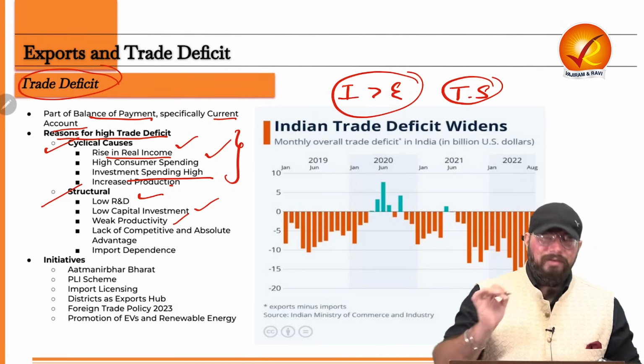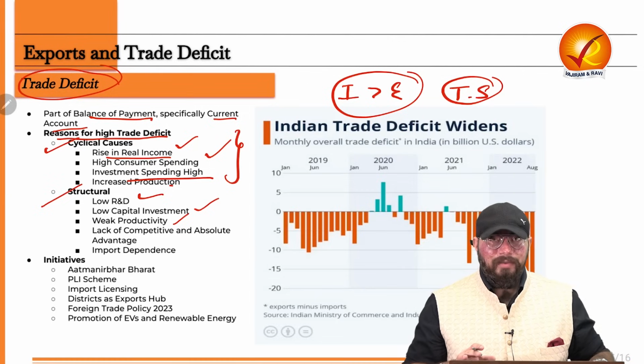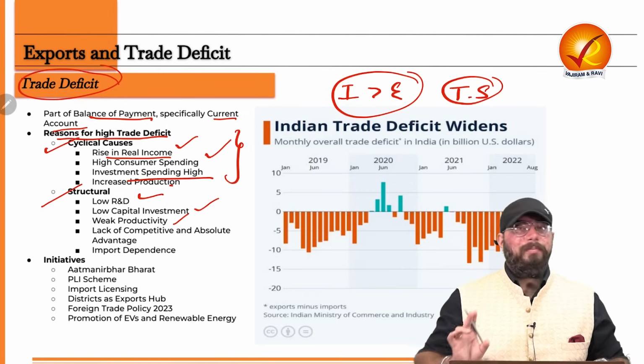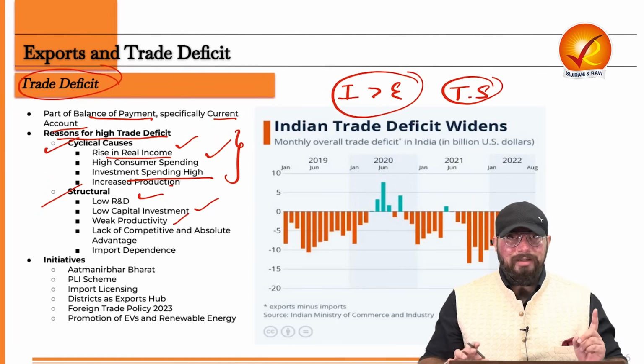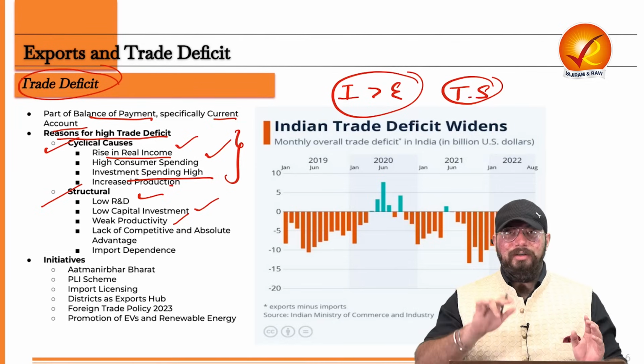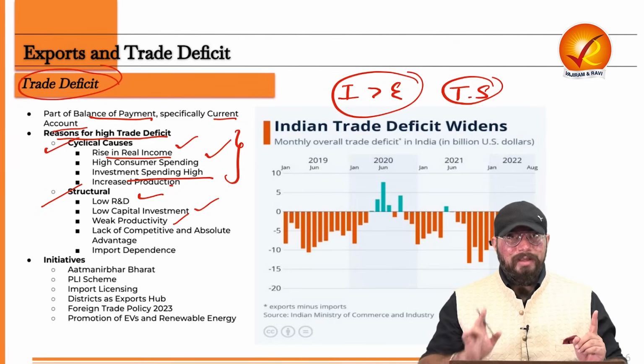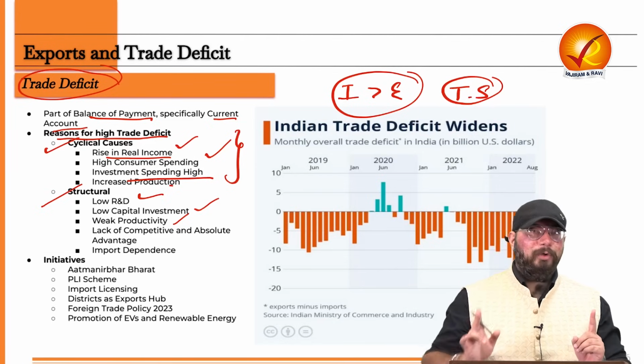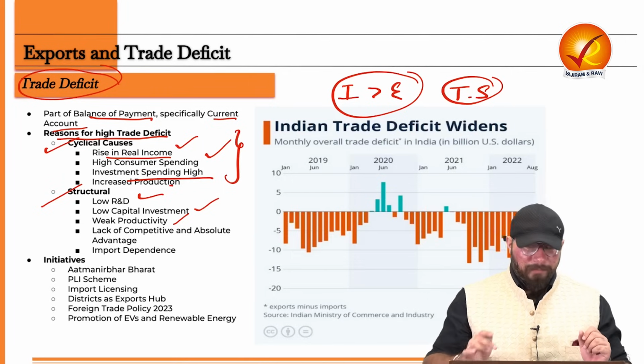Then weak productivity. Now, if productivity is weak, we will not be able to export many goods, because if productivity is weak, any which way you are not able to meet the domestic consumption, the domestic demand, which is why you will not be able to export also. So trade deficit will be there, of course.